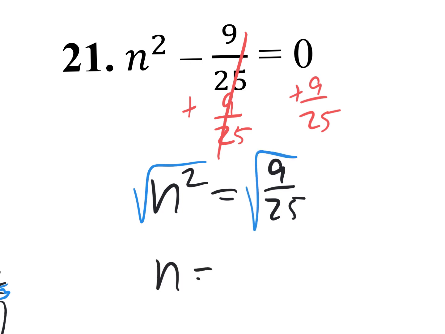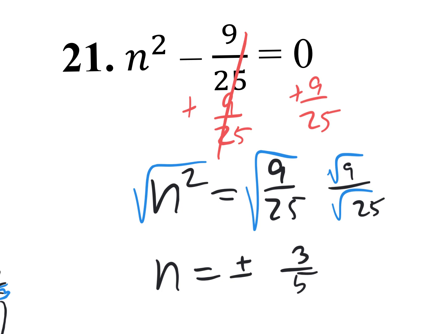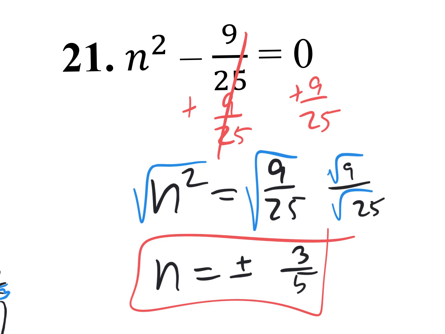So you're going to have n equals, don't forget to put a plus or minus in front of your answer. But of course, you're going to split that square root. So you're going to have square root of 9 over the square root of 25. And of course, the square root of 9 is 3. So we're going to put a 3 on the numerator of our answer. And the square root of 25 is 5. And of course, the plus or minus implies that you have two answers, n equals positive 3/5 and also n equals negative 3/5. So it's way faster to isolate the n instead of doing the factoring, splitting, and solving.